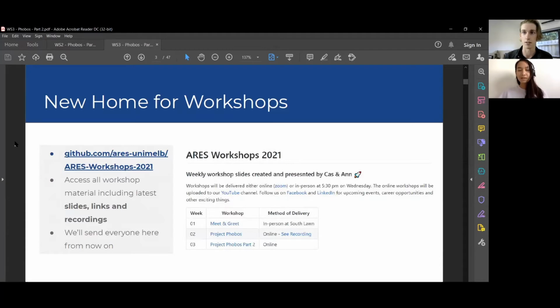And as Anne mentioned, we've got a new home for the workshops on GitHub, where we're going to have all the information related to these workshops. You're going to be able to access all the PDF slides and any recordings that we do, anything like that. It's all going to be sent to the GitHub. So in the future, we won't be uploading the slides to Slack. We'll send you straight to the GitHub.